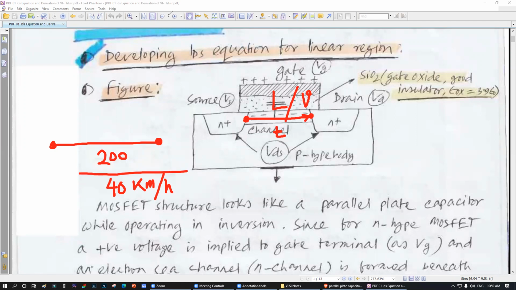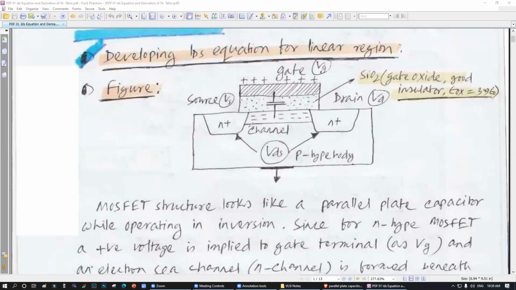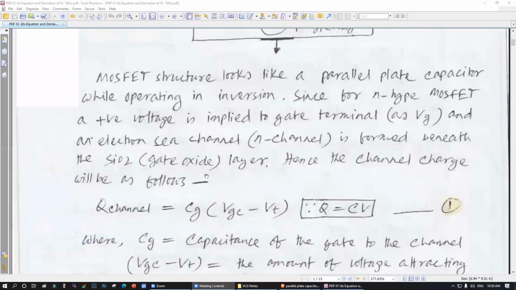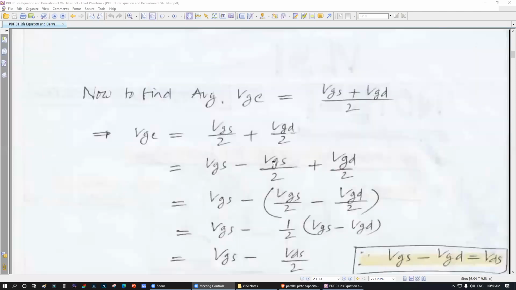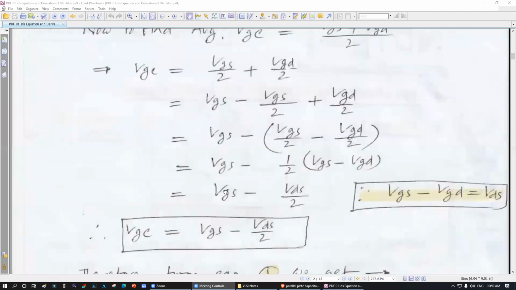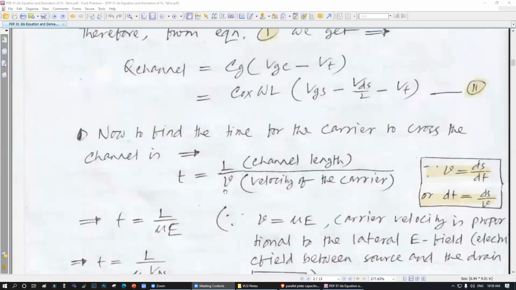So this is the law. You have to divide length by velocity. So yeah, this is the length divided by velocity, channel length divided by velocity of the carrier. Now this velocity of the carrier means the velocity of the electron. Now the velocity of the electron depends on many things, but most importantly, it depends on the electric field. How strong the electric field is.